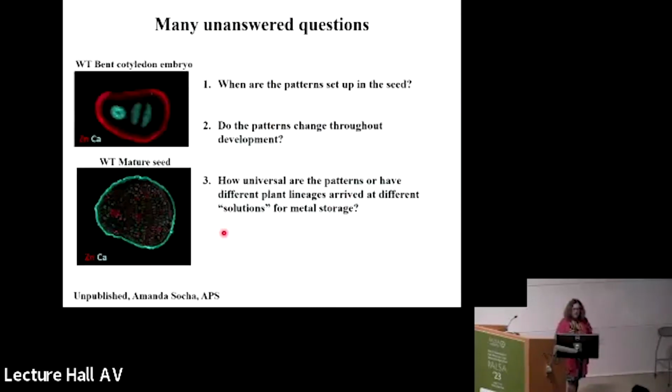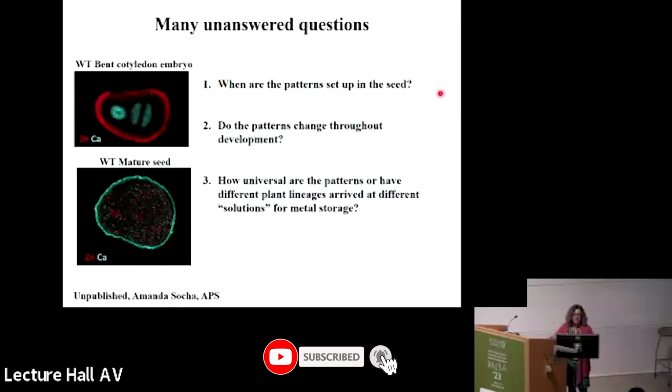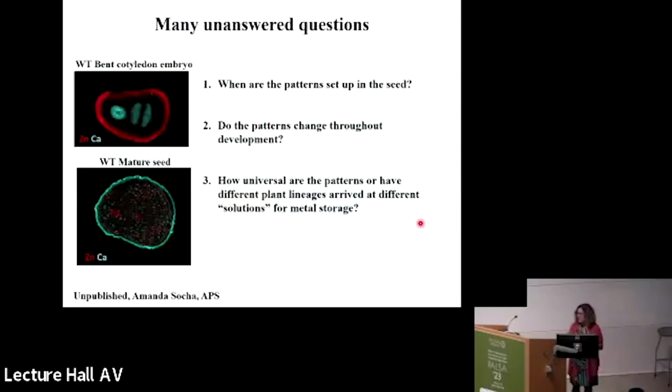So I'm going to leave you with a lot of unanswered questions, not all of which will be answered by our lab. Other labs are working on these too. When are the patterns set up in the seed? Do the patterns change throughout development? And are these universal patterns, or do different plant lineages arrive at different solutions for metal storage? Here's just one unpublished example. This is a very young embryo, sliced through a young embryo. Zinc is in red, calcium's in blue. And then here's the mature seed, and you can see a very different distribution now of those ions.